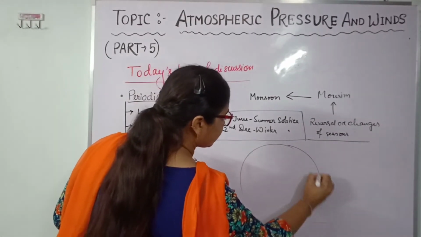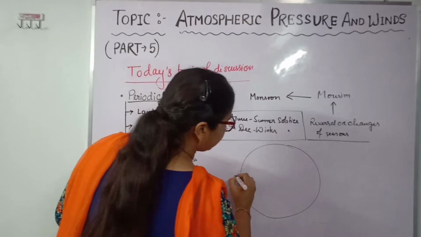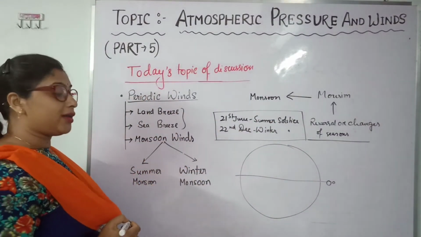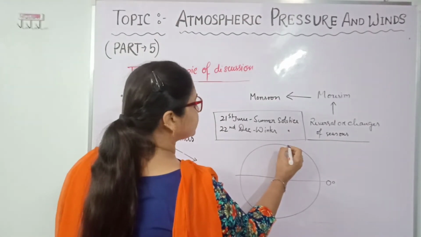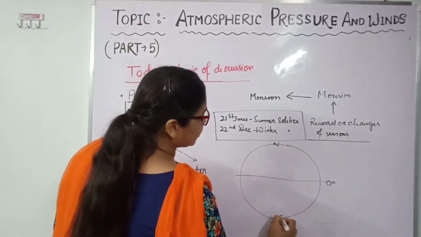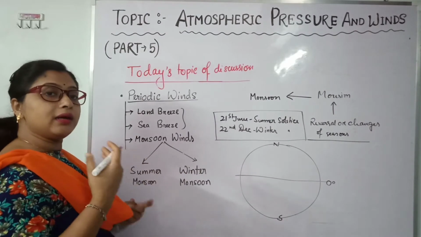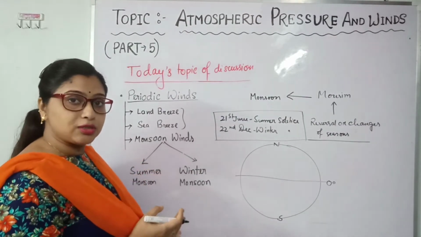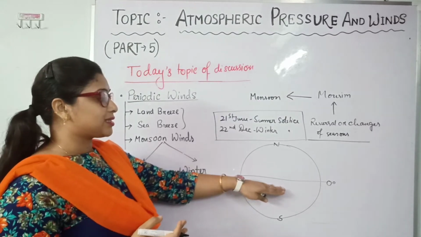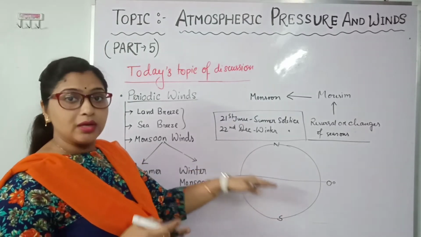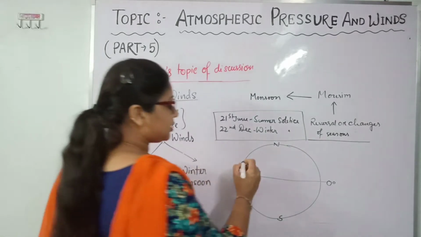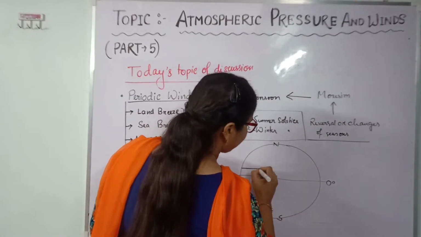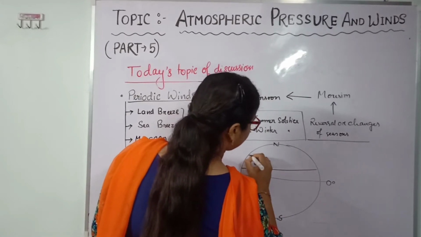Say this is the earth and this is the equator, 0 degree. The equator divides the earth into two equal halves, the northern hemisphere and the southern hemisphere. Parallel to the equator there are a number of imaginary lines extending towards the north and towards the south. These are known as parallels or latitudes. I am drawing some of the main important latitudes here.